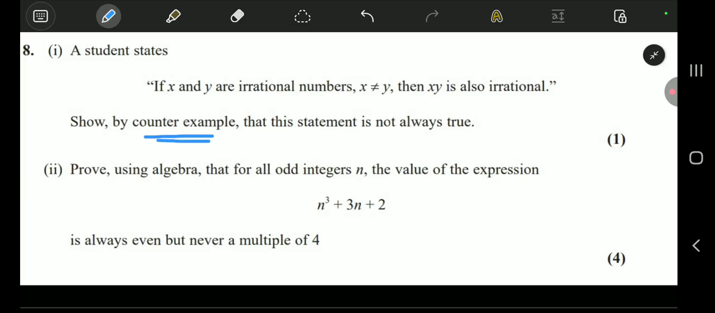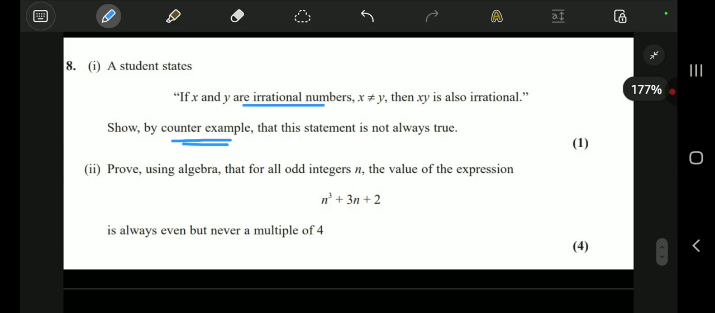Counterexample means you are going to give the reverse example. Like when they are saying that x and y are irrational numbers, so their product should also be irrational, you are going to give an example of irrational numbers but their product is going to be rational. So you are going to give an example which proves the statement to be wrong. Okay, so a counterexample. So let's get into details.